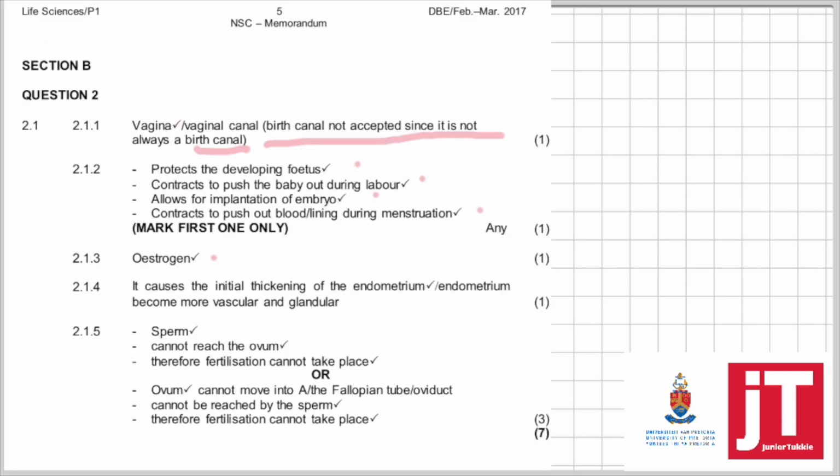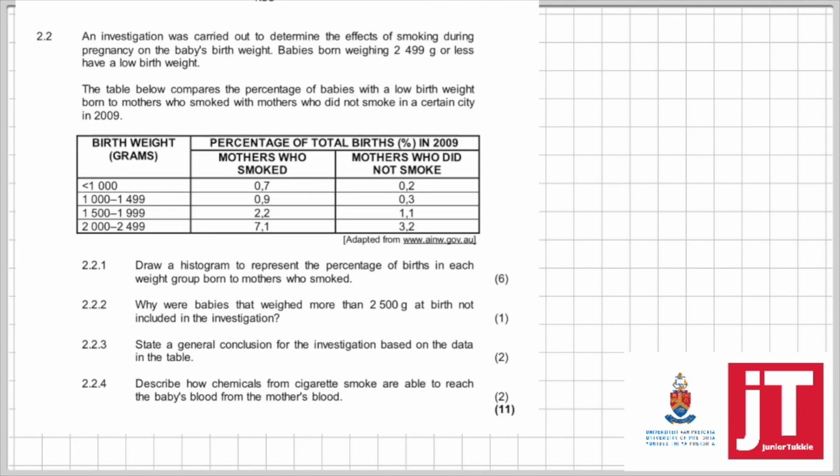Let's see what the memo has. Yes, sperm cannot reach the ovum, no fertilization. Or the ovum cannot move into the fallopian tube, cannot be reached by the sperm, no fertilization. Right, section B, question 2.1, not too bad. All right, 2.2, an investigation.